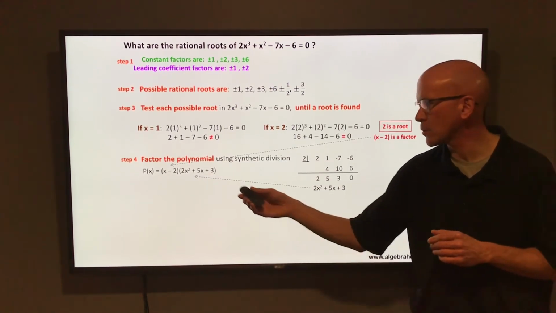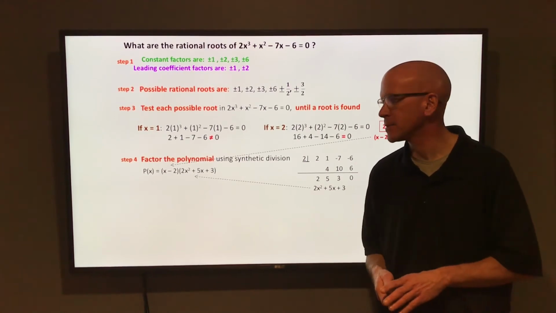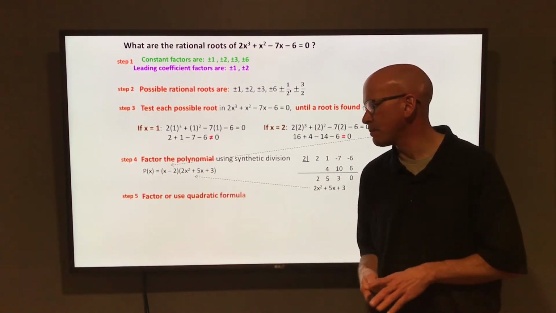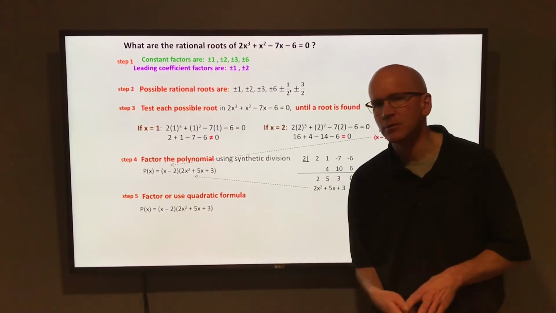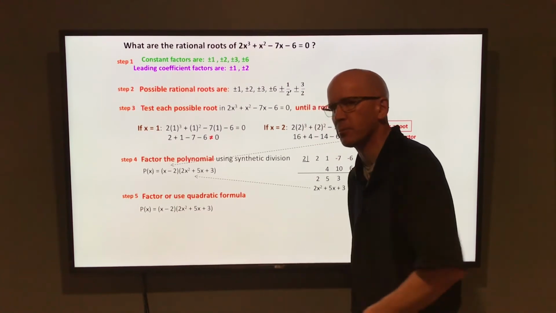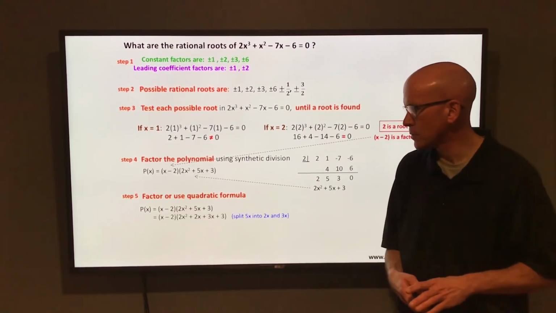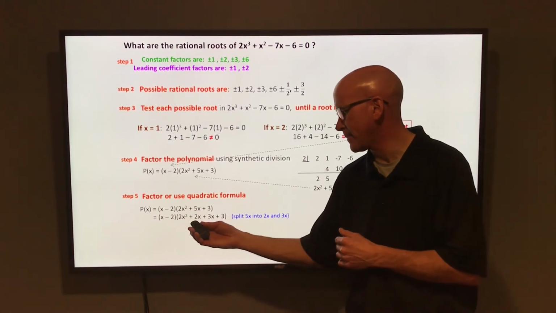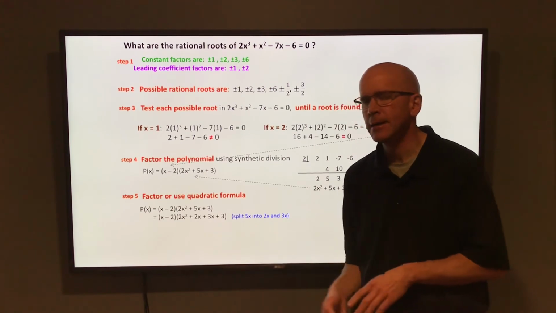But that 2x squared plus 5x plus 3 might be able to factor into two other factors. So if you factor that by grouping, that 2x squared plus 5x plus 3, we're going to split that 5x into two terms. Their coefficients multiply to get what 2 times 3 is, so multiply to get 6, and add to get that middle coefficient of 5. So two numbers that multiply to get 6 and add to get 5 would be 2 and 3. So I'm splitting that 5x into 2x and 3x.